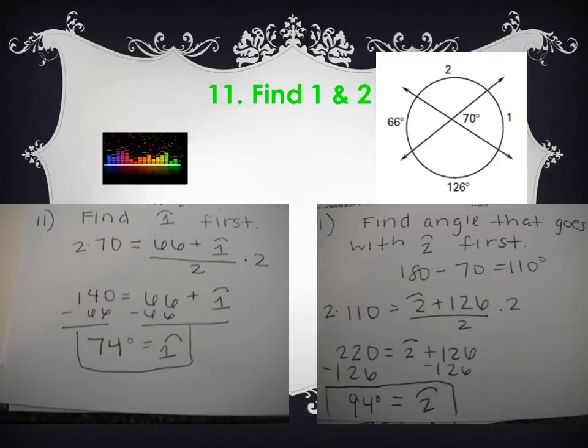We can now use the same formula that we did to find arc 1. We get the angle, which is 110, equals arc 2, which we don't know, plus 126, which is the other arc, over 2. We multiply both sides by 2, and then we get 220 equals arc 2 plus 126. And then we subtract 126 from both sides to get the measure of arc 2, which is 94 degrees.